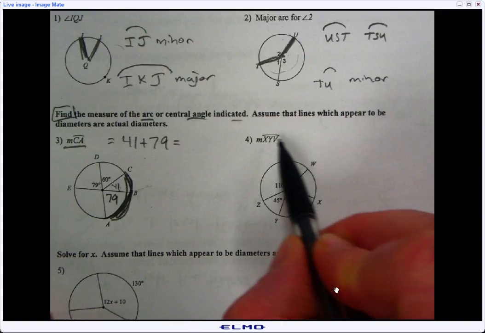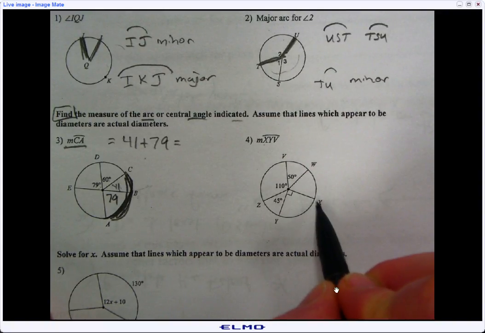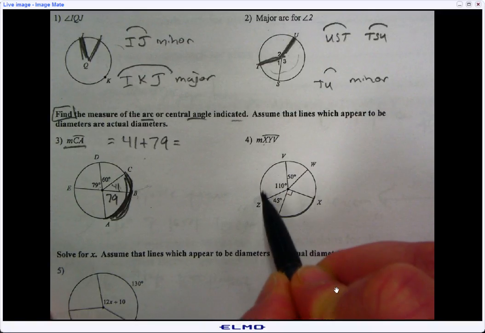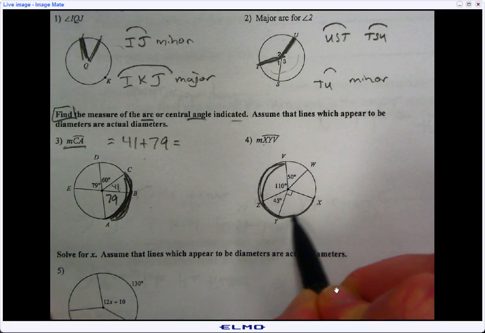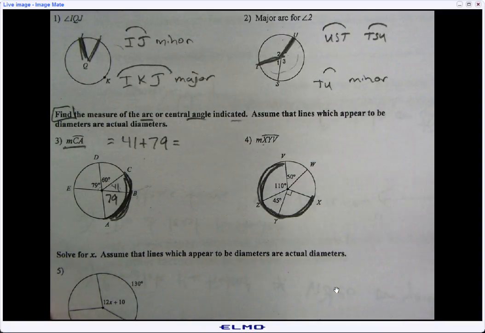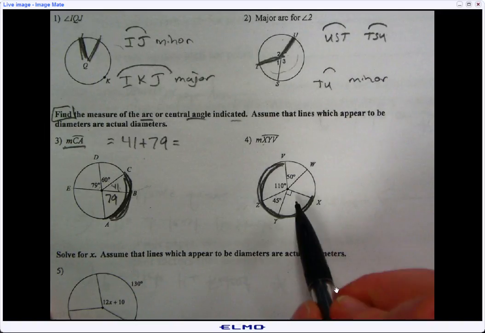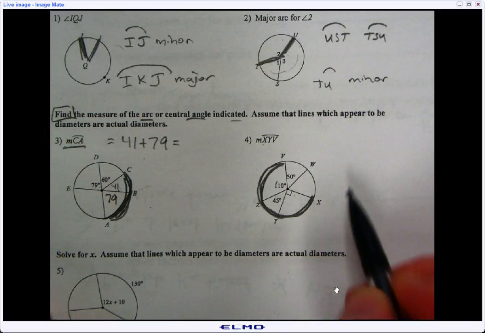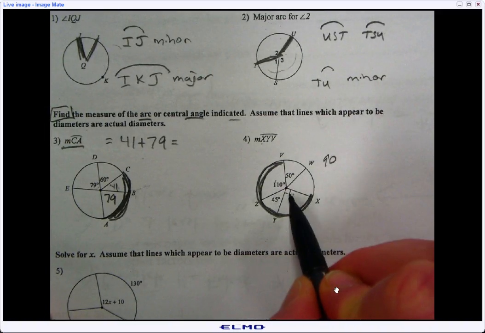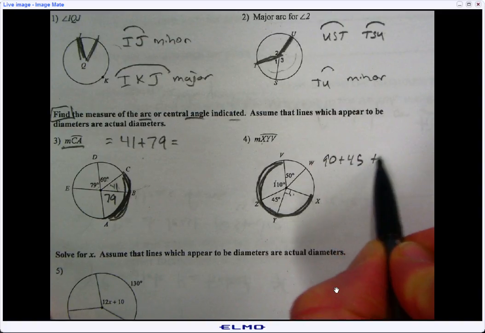The measure of arc XYV. Again, I'm going to mark XYV on here so that I remember that's what I'm finding. I'm not finding all the little parts. I'm going to see if I know enough. So this one I know what I have to add together. So I'm going to add 90 for the first, plus 45, plus 110.